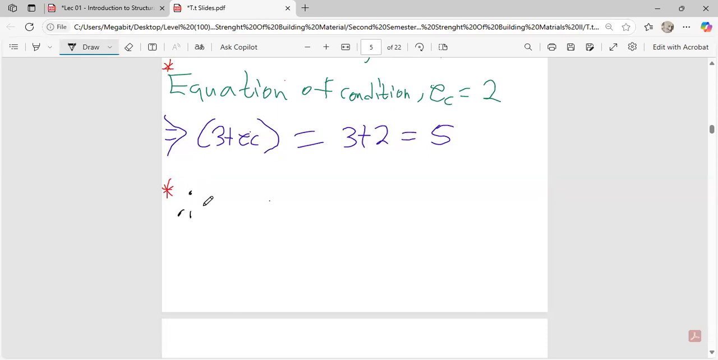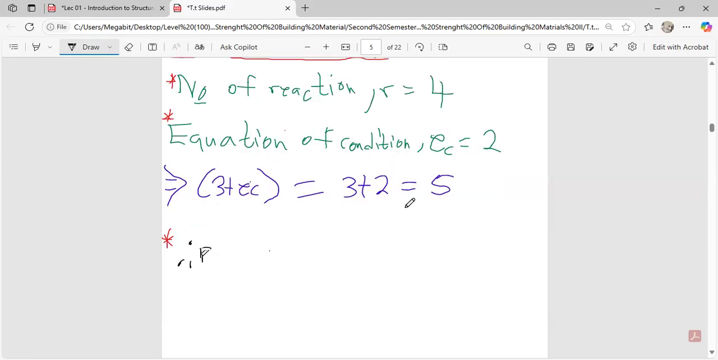So therefore, because R is 4 and the EC becomes 5, it means that R is already lesser. Okay, so the R is lesser. Practically unstable. Good. Externally.